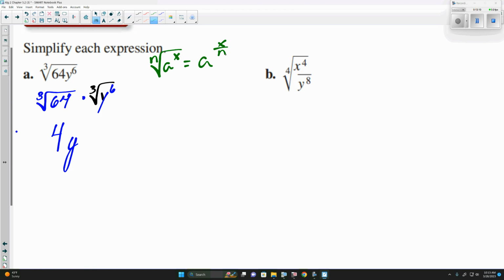Now, we didn't apply this with the 64, because the cubed root of 64 in the calculator works out nicely. But also, 64 to the 1/3 doesn't mean any more to us than the cubed root of 64. However, with this variable, the x in our case would be what? 6. The n in our case is 3.